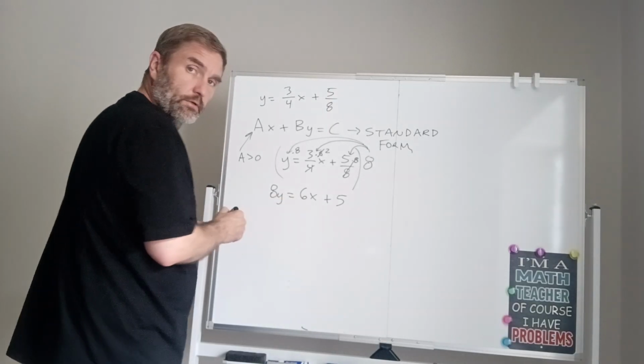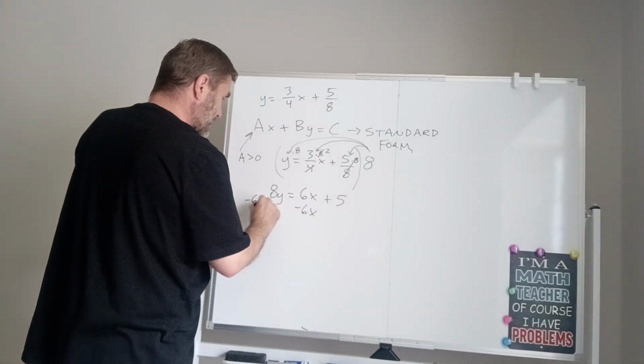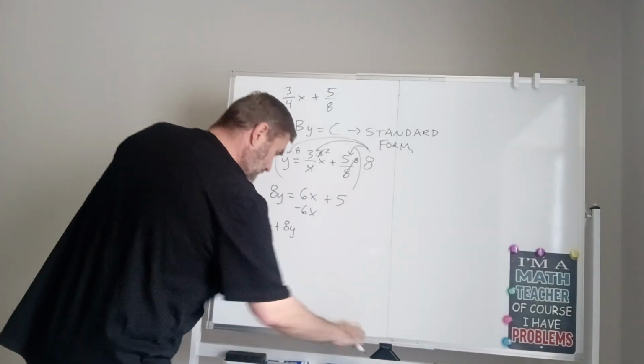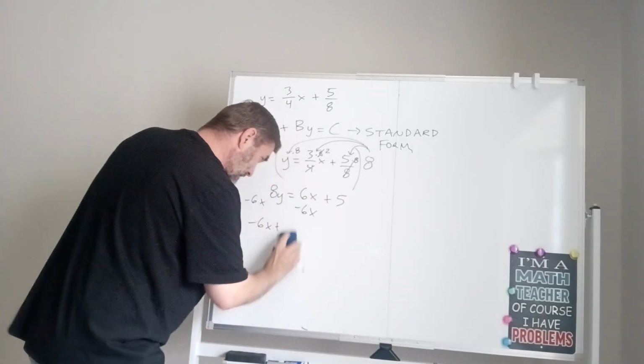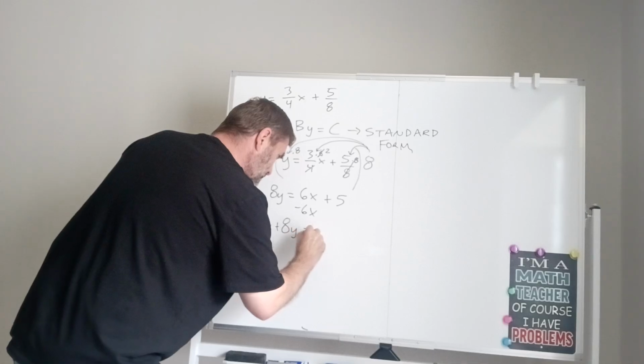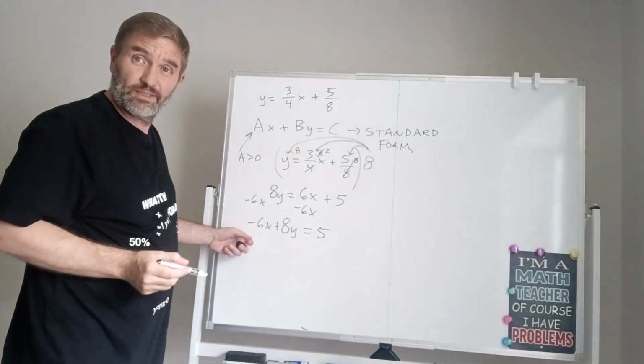But notice the problem. Our x term is not on the correct side. So what are we going to do? We're going to do minus 6x on both sides. So now you have negative 6x plus 8y. I can't write today. I'm sorry, my 8s aren't lining up. 8y equals 5.